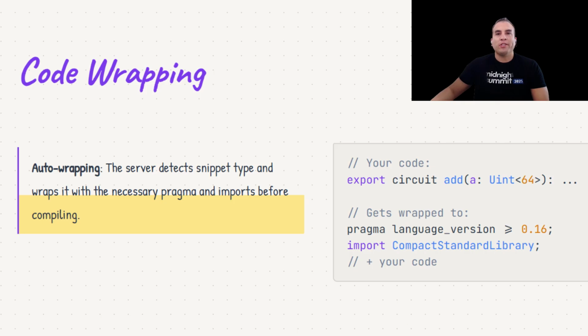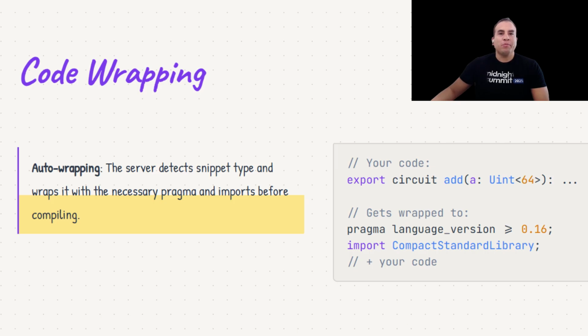When you write a circuit in the playground, you don't have to include the pragma and import lines every time. The server auto-wraps your code. So if you write export circuit add, the server prepends the pragma language version and import CompactStandardLibrary before sending it to the compiler. You just write the interesting part, and the boilerplate gets handled for you.